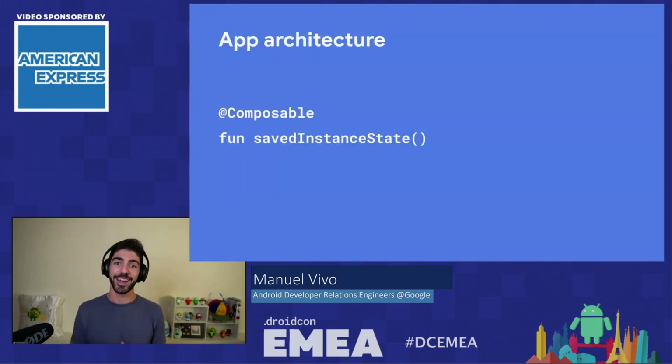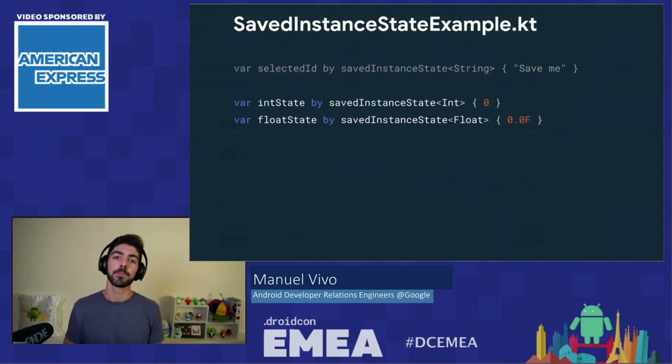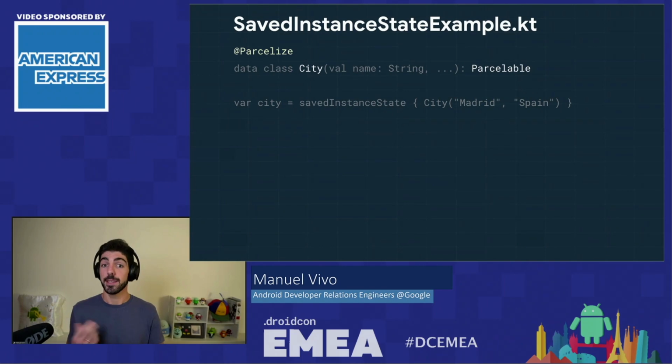Also, Compose has support for saved instance state, and it helps you save your UI state when the activity or the whole process is recreated. So this is an example of how you can use it in a composable. And all data types that can be added to the bundle are saved automatically. But if you want to save a more complex data structure, there are several options. So imagine that we have this CD data class with name and country that we want to save. The simplest solution is to just use the parcelize annotation. In this way, the object becomes parcelable and can be bundled.